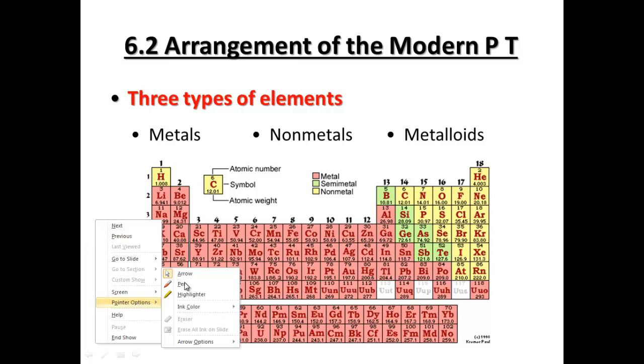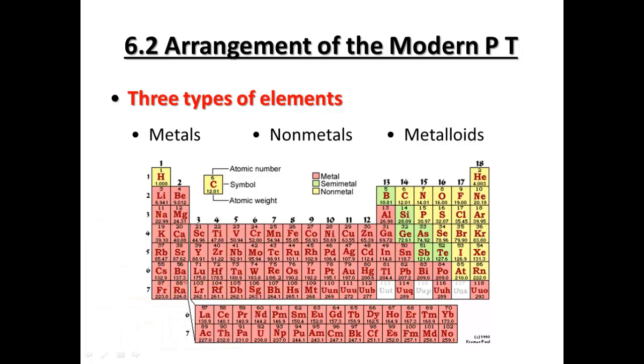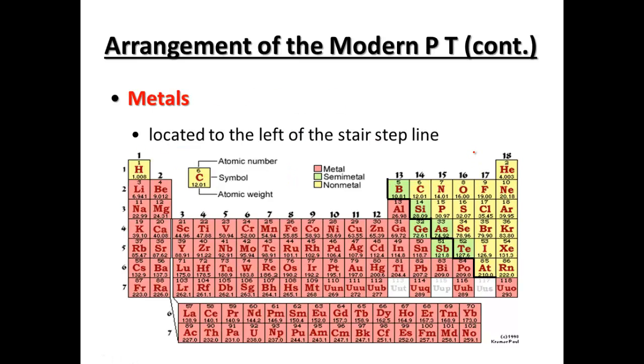So we're going to look at how the periodic table is broken down into three categories: our metals, nonmetals, and metalloids, and where they're at on the periodic table. To begin with, our metals are going to be located to the left of the stair-step line.